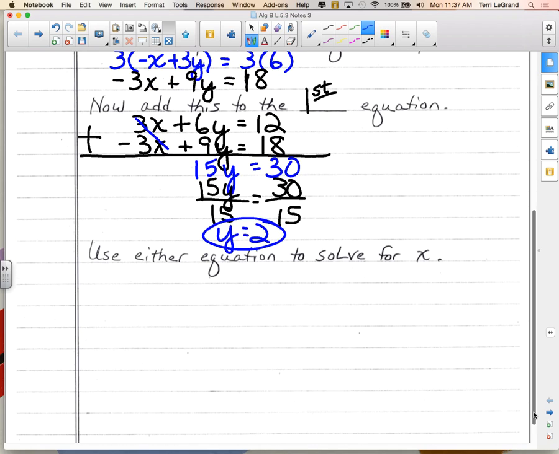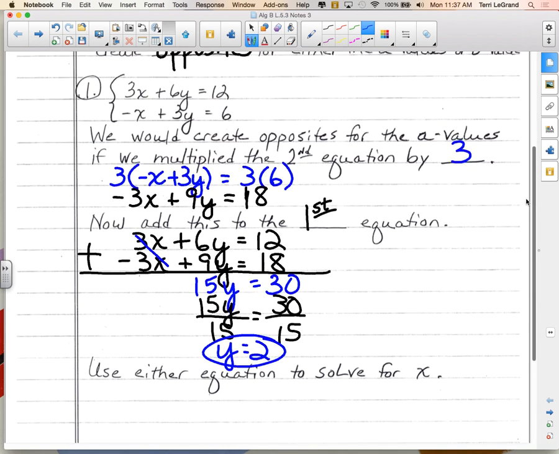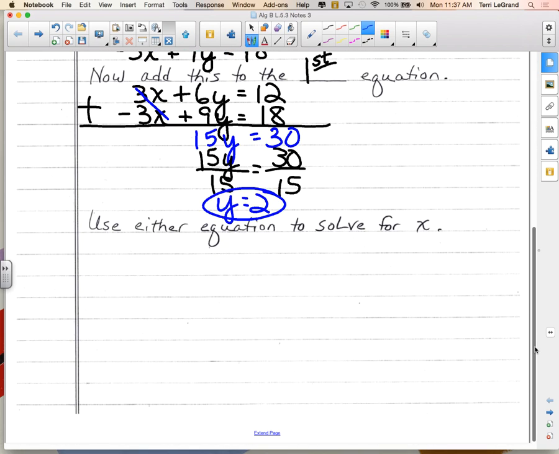Without a calculator, I get 2. What do you get? 2y is equal to 2. Okay, now, it does not matter which equation we use now to solve for x. We can put our y value into whichever equation we like. So go ahead and solve for x now. Pick the equation you like. Well, I think I'll take the first one since it's all positives.